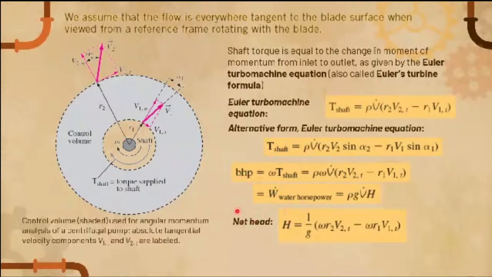Then from there, we'll move on to the next equation, which is the net head. So you have the net head, 1 over g for gravity, the rotational speed, the radius, and the tangential velocity. Okay, we will move on to the example.